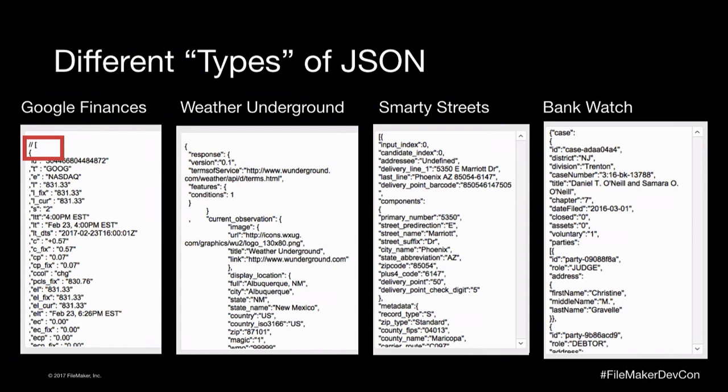So we have to deal with that when we want to parse that into FileMaker, right? This one has white space with it. Some of them, like the Smarty Streets and the Bank Watch, came with no white space, and you had to make them a little more readable, right?